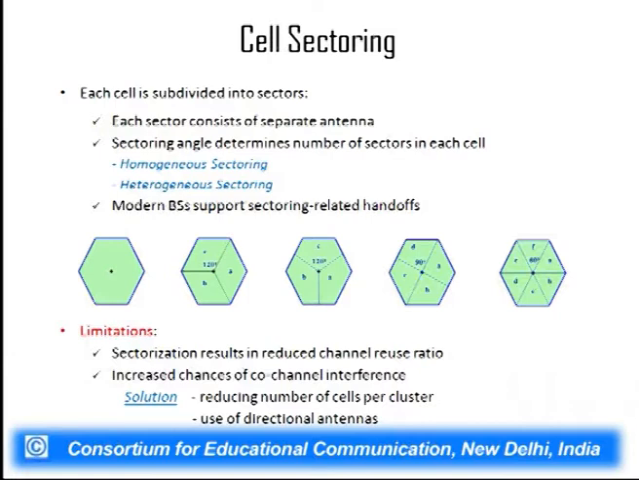And these sectoring angles determine the number of sectors in each cell. There can be homogeneous or heterogeneous sectoring, depending upon the type of antenna services and hardware platforms that are being imparted in those cells. As in the figure, we can see that different sectorings are possible with the help of different angles. A 120-degree angle can give you 3 sectors. Similarly, 90-degree will give you 4 sectors. And with 60-degree we can get 6 sectors.